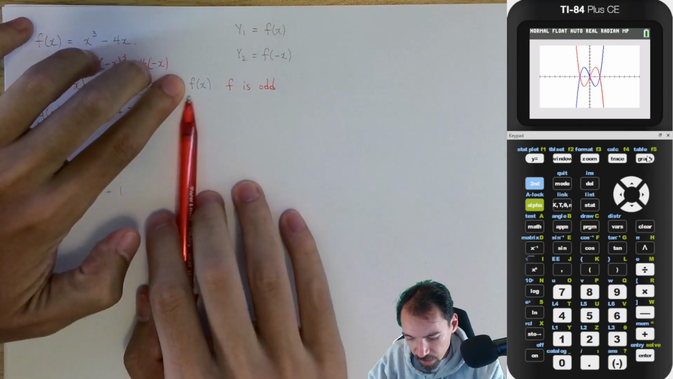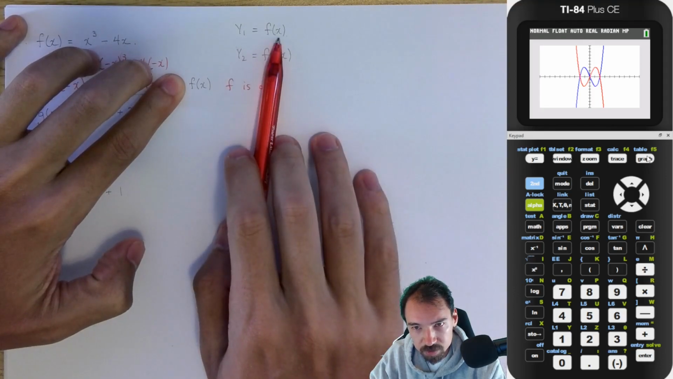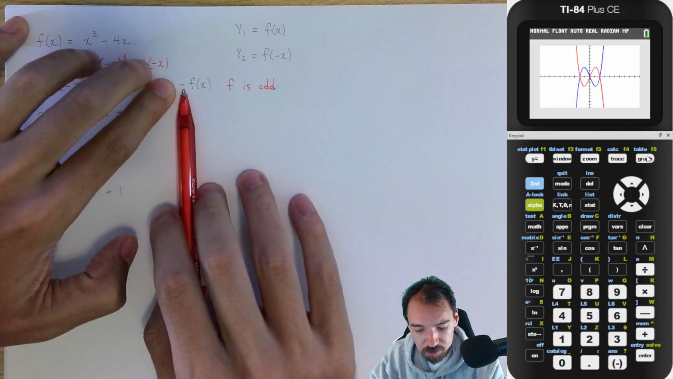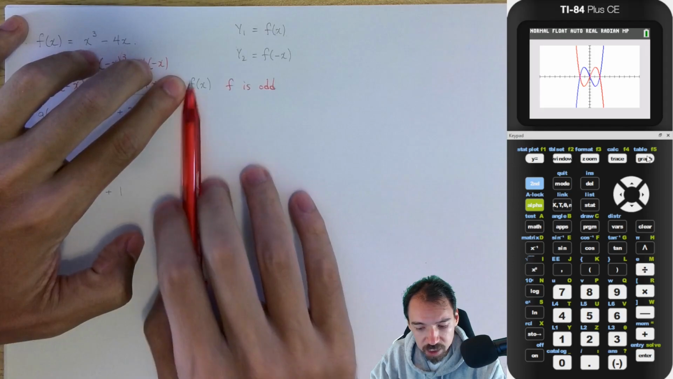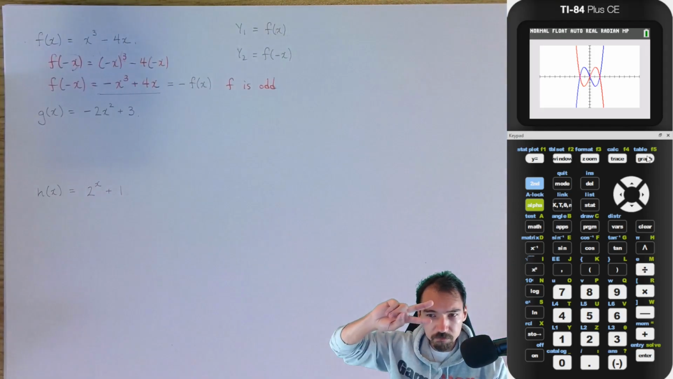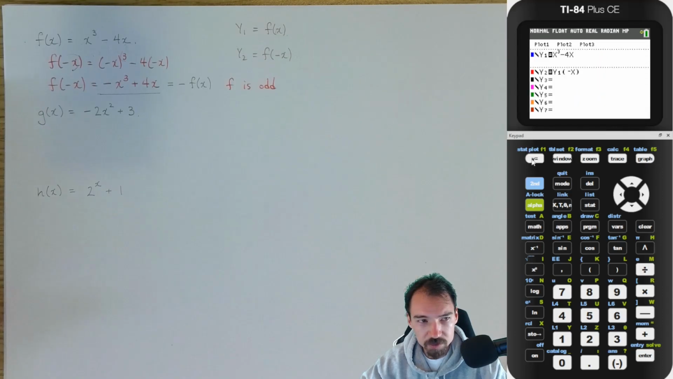So f of x is the output which we put into y1. So that's going to be the blue graph on the calculator screen. Now, if you take that and multiply by negative 1, you're taking the y value and multiplying by negative 1. So you would be flipping the graph upside down, so vertically across the x-axis. So let's visualize that. Let's pull up y equals again.